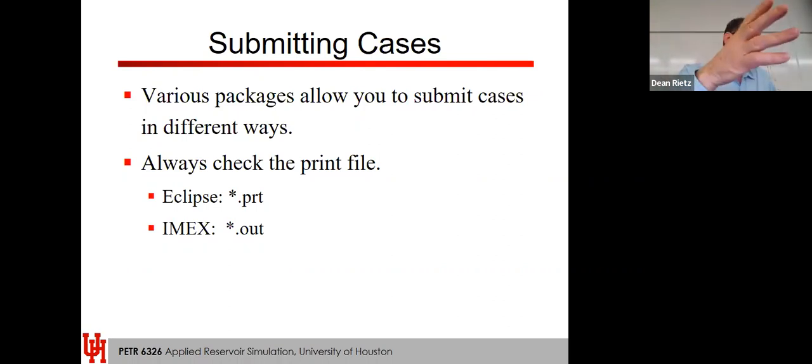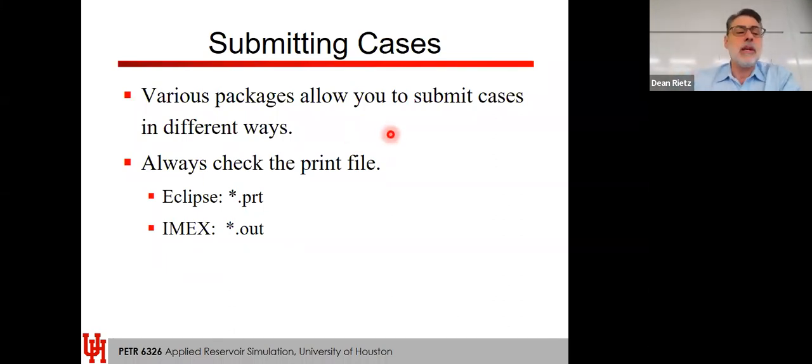CMG has a nice scheduler that once you generate the input file, you could drag and drop it onto IMAX, the IMAX icon. You haven't seen that software. Has anyone used IMAX before? No? Or Eclipse? Okay, well, you'll have this when you get the software loaded on your machine. You'll drag and drop and it runs. Or if you want to run a couple overnight, there's a schedule, and you line them up and tell it do this one first, and when that's done, do this one.